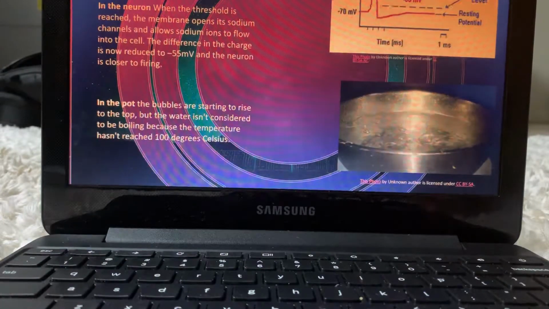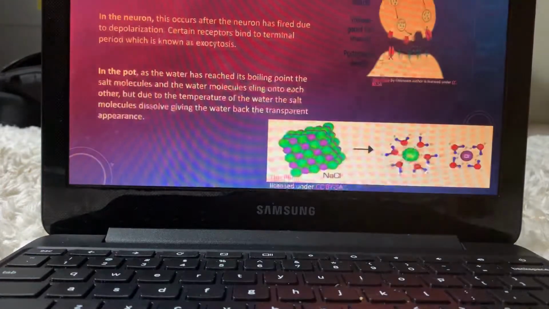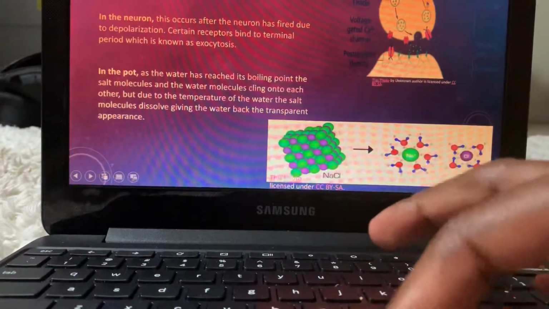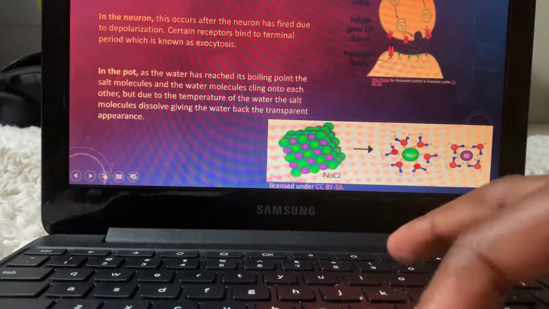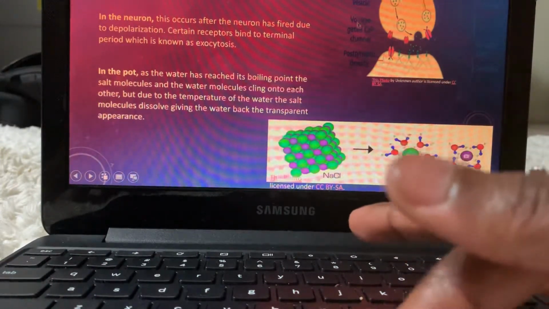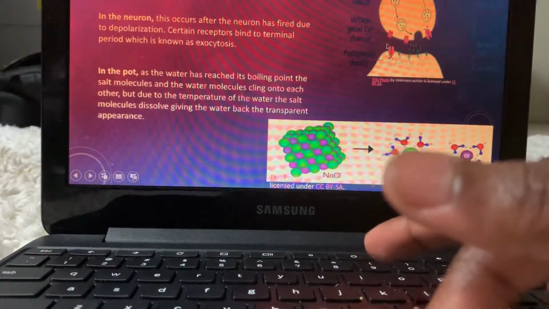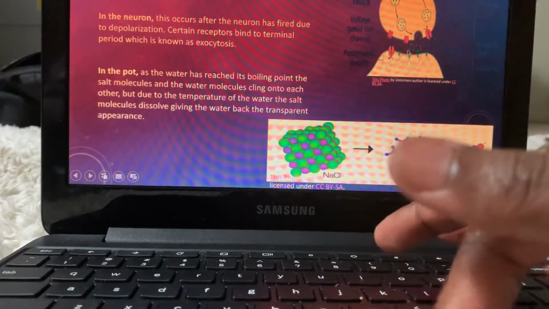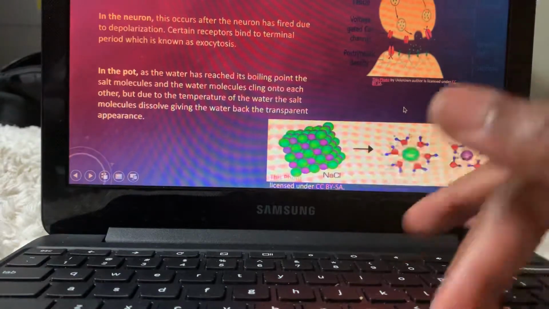And that is it. Oh, I did the all or none law. Oh, release of neurotransmitters. Oh my goodness, almost forgot. So in the neuron, this occurs after the neuron has fired due to depolarization. Certain receptors bind to the terminal, which is known as exocytosis. If we look at this picture, this is the presynaptic and this is the postsynaptic. We see our vesicles, we see our voltage gated calcium channels. And the vesicles are being released and accepted by our receptors.